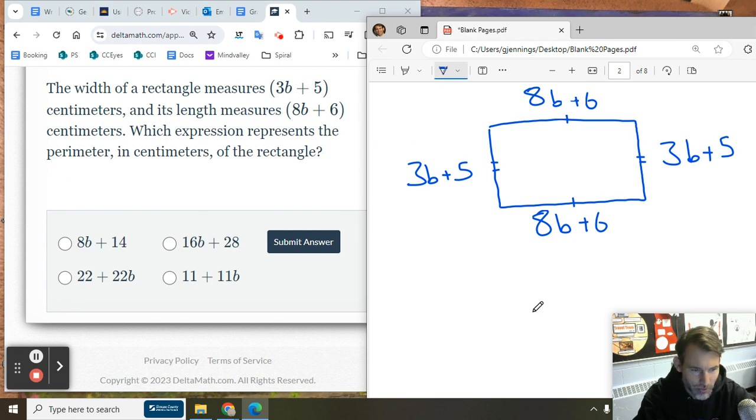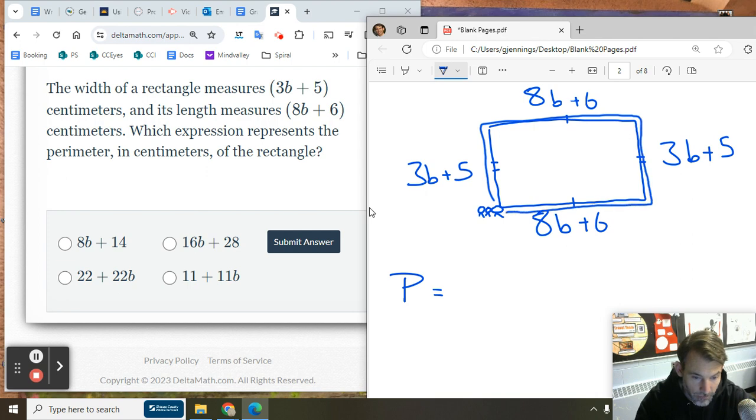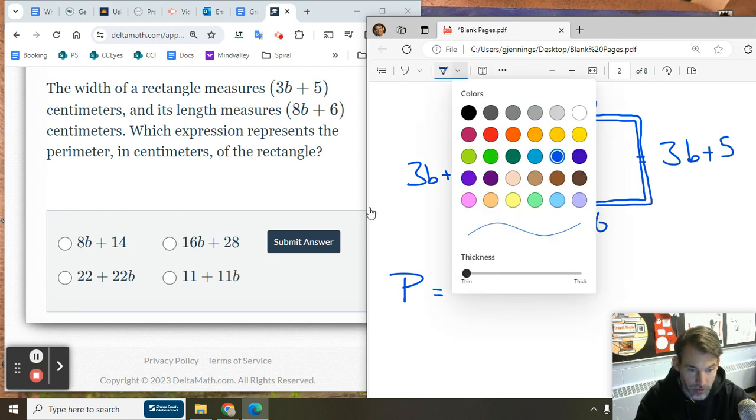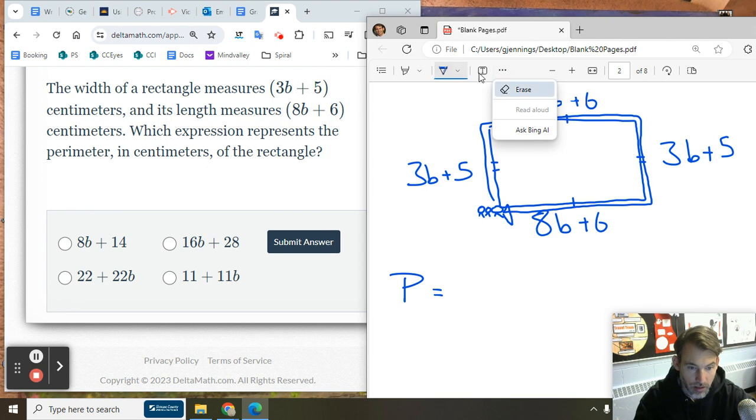Okay, so now I want to know the perimeter in centimeters of the rectangle. So the perimeter is going to be all the sides added together. That's the definition of this word perimeter. So you can imagine a little ant. Starts here. Okay, there's my ant. And it walks all the way around. How far does the ant walk? That's perimeter. Okay, that's what I want you to visualize when you're thinking about perimeter.